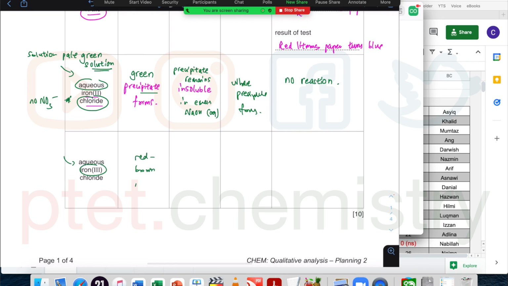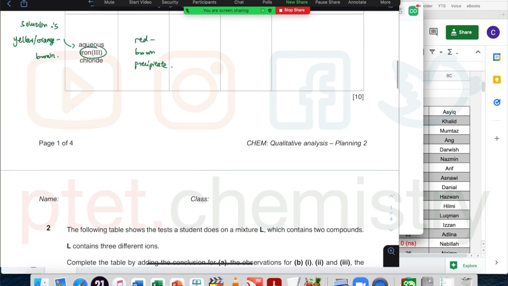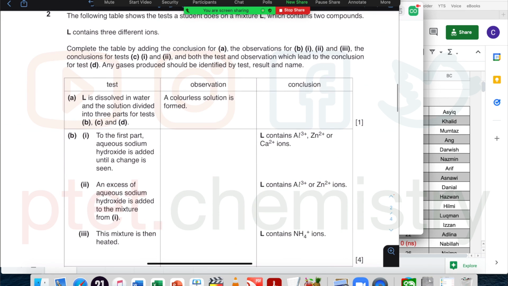But as I mentioned, whether you're listening in the background or not, it's really up to you. So this solution contains iron 3. This solution is kind of yellow, orange, brown, depending on the concentration of the solution. I don't have much more to say, really.